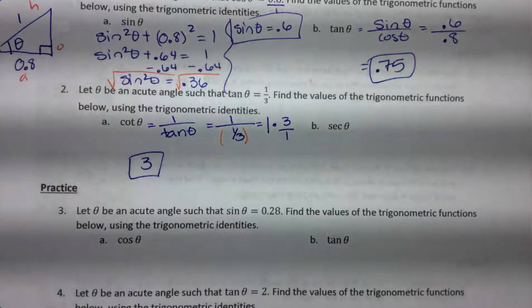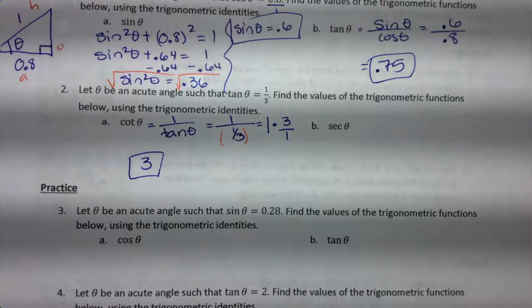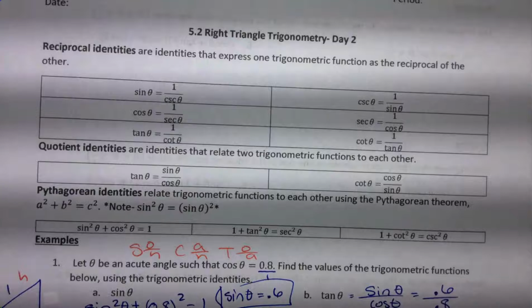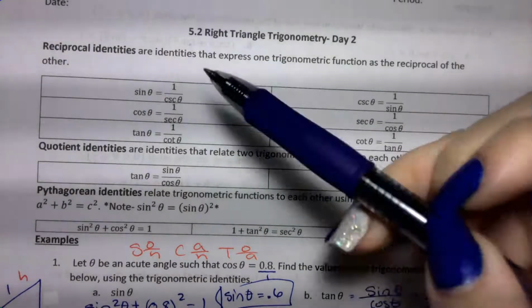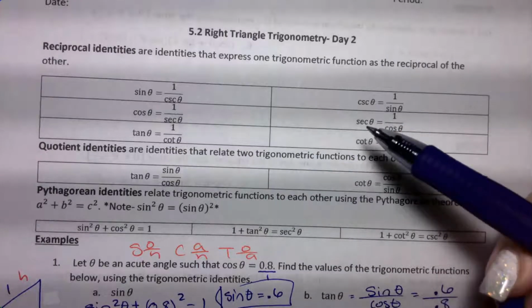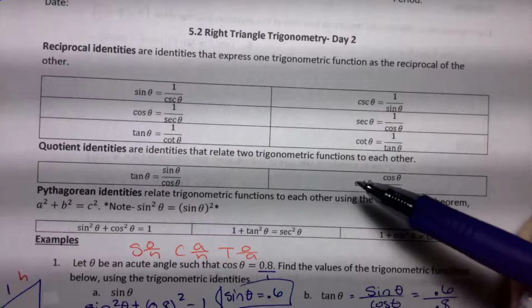Okay. So now I want to go ahead and find secant of theta. I have tangent and cotangent, so I want to take a look at my identities and see what I have that relates secant to either tangent or cotangent. So secant is related to cosine. Reciprocal identities are not helpful. Secant doesn't show up in the quotient identities. Not helpful again.